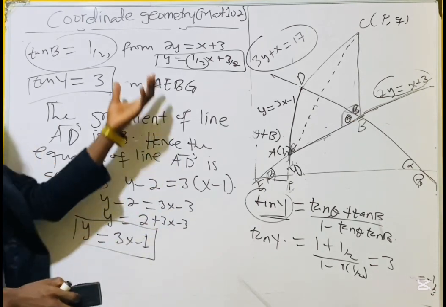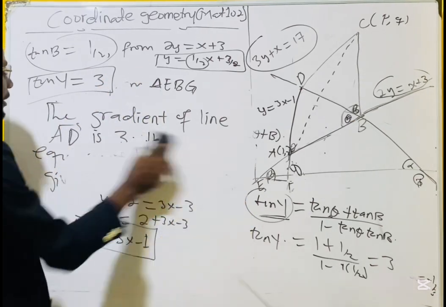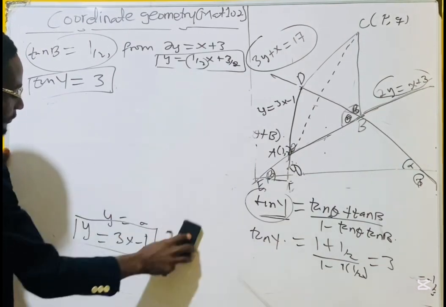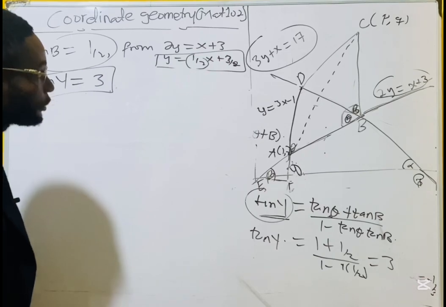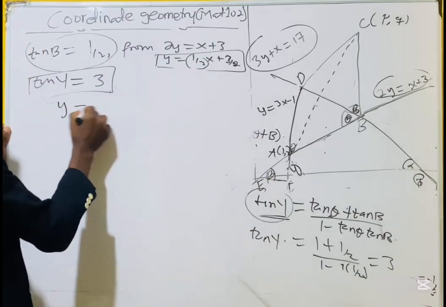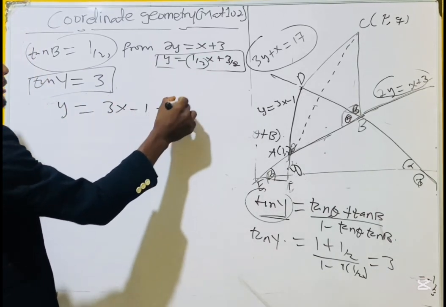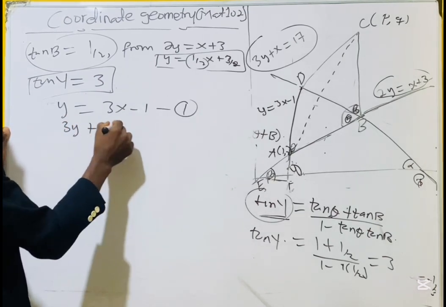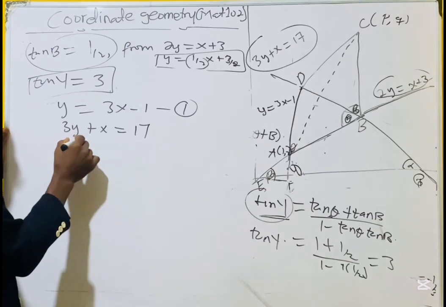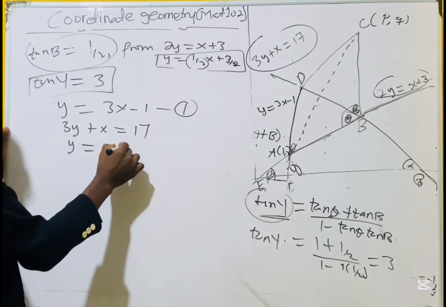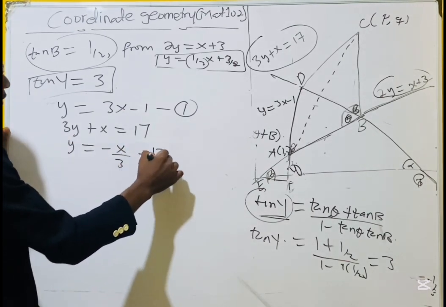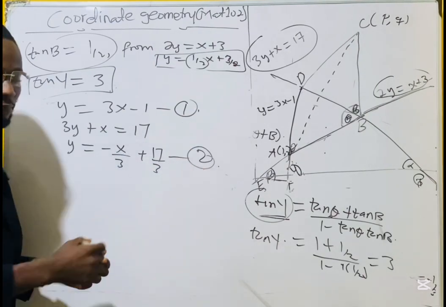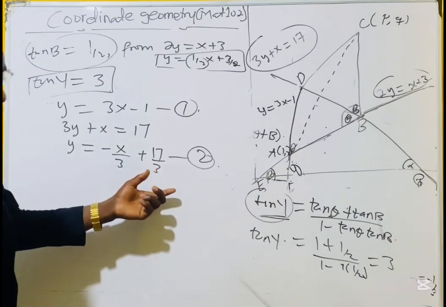So I'm taking up this part. So we have this one going off. So we are going to solve y equals 3x minus 1. Let's say that that's equation 1. And then 3y plus x equals 17. This means that y is equal to minus x over 3 plus 17 over 3, right? So we're going to solve this and this simultaneously, then we obtain the coordinates, right?